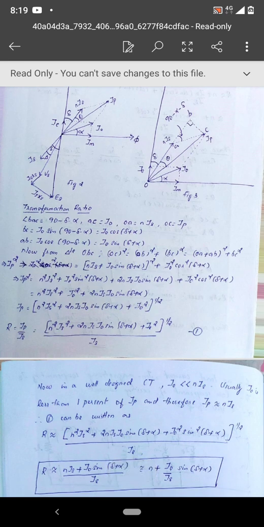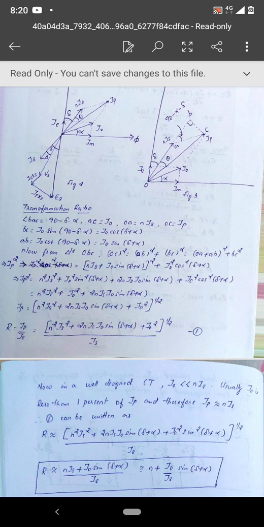So what is IP? IP is nothing but N square IS square plus 2 NIS I naught sine delta plus alpha plus I naught square, the whole raised to 1 by 2. And the transformation ratio is nothing but R is equal to IP by IS. So dividing the whole thing by IS, we get equation number 1.